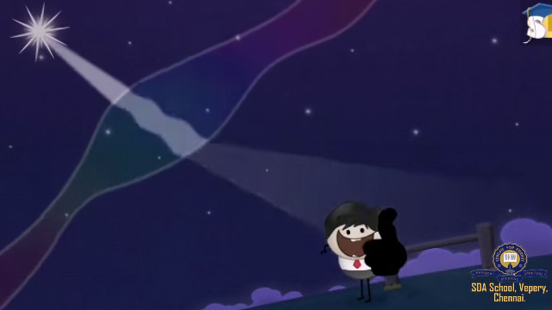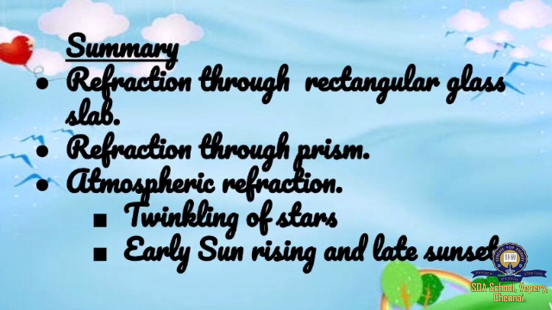In today's class, we have studied the effects of refraction. In that, we have studied refraction through a rectangular glass slab, refraction through a prism, and atmospheric refraction. In atmospheric refraction, what did we study? We studied how the stars twinkle and why the early sunrise and late sunset happen.